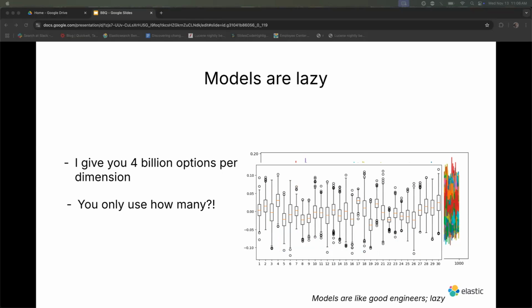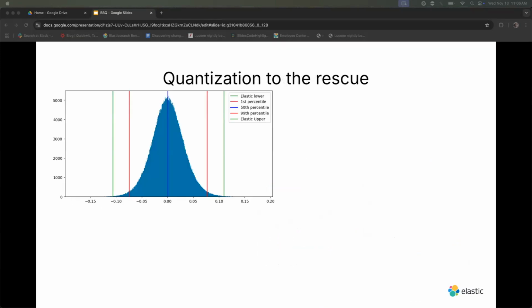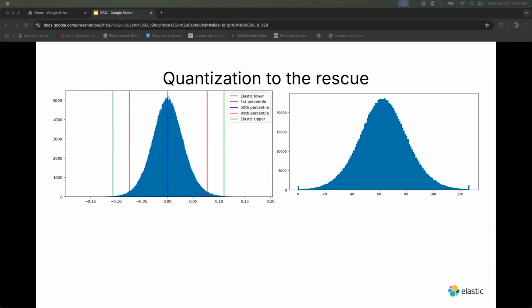So if only we could throw away all of that extra information. And we can. So this is basic scalar quantization. This is a real distribution of real vectors that we just saw. You can see the negative 0.15 and the positive 0.15. And generally for transformer-based models, this is the type of distribution you end up getting. There's a high concentration towards one particular center, and then it fans out. This is the distribution scalar quantized.